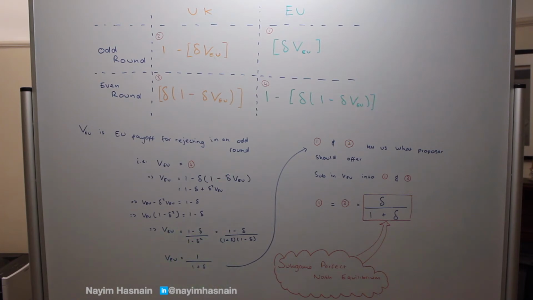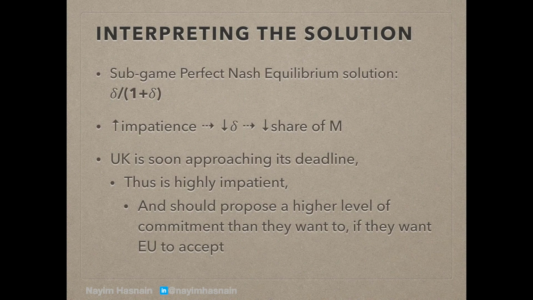Equations 1 and 3 tell us what the proposer should offer in any round, and by subbing VEU into equations 1 and 3, we can show that the proposer should always offer delta over 1 plus delta, which is the subgame perfect Nash equilibrium. Thus, in every period, the proposer should offer delta over 1 plus delta, and the receiver accepts any offer greater than or equal to delta over 1 plus delta, and this solution is realized in the first round. Interpreting the solution.